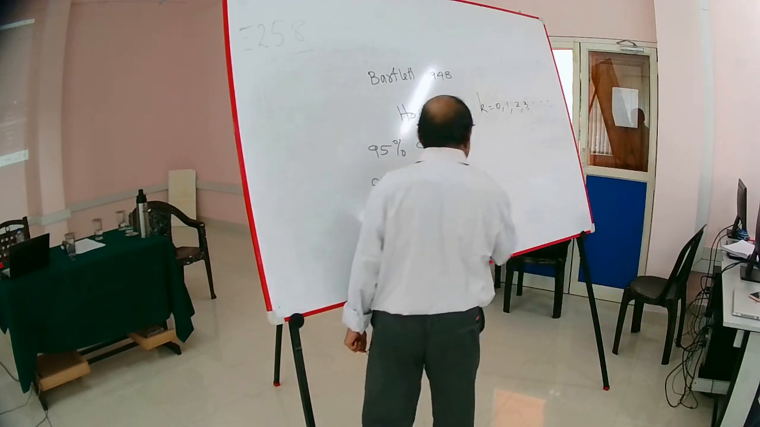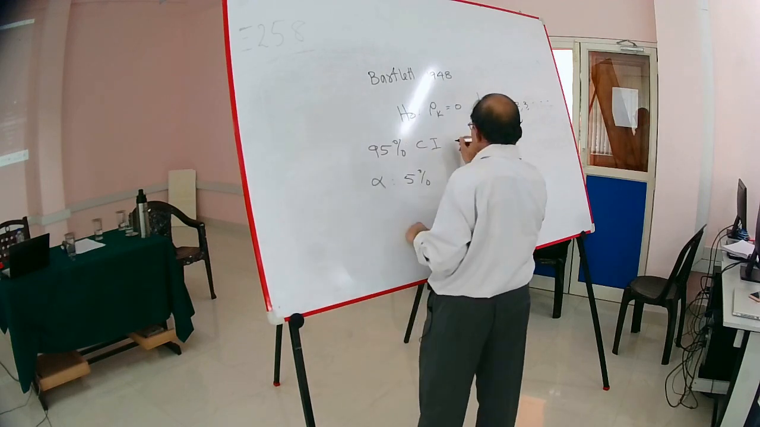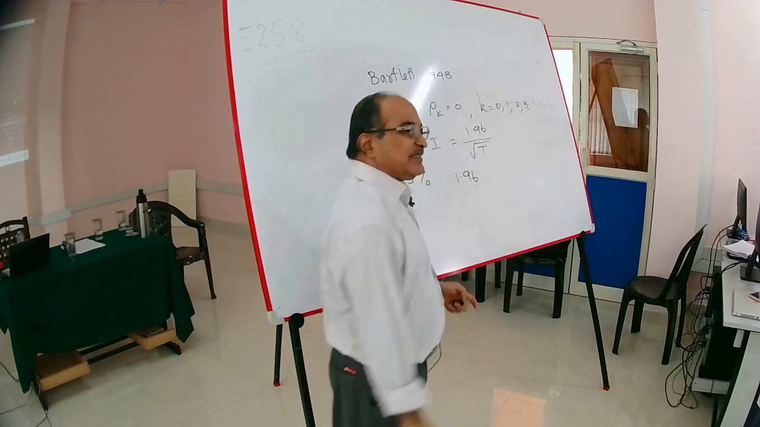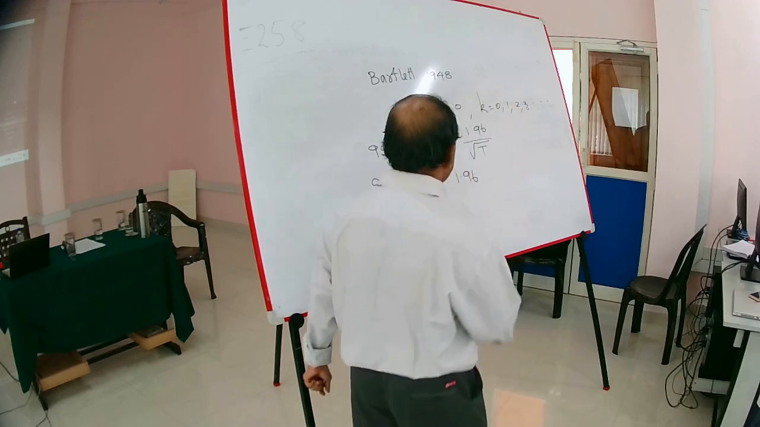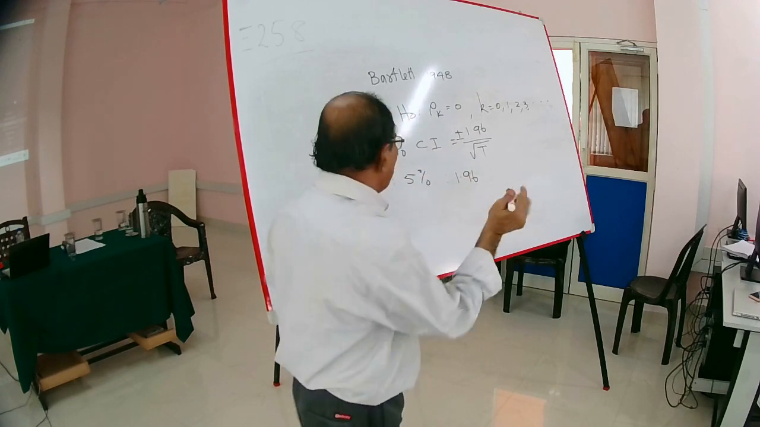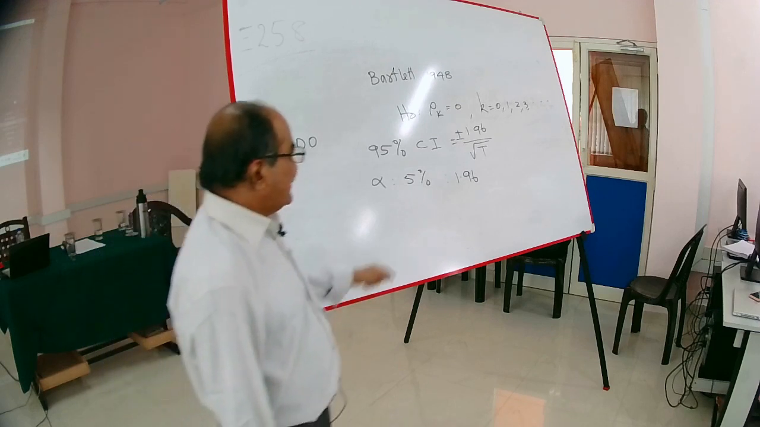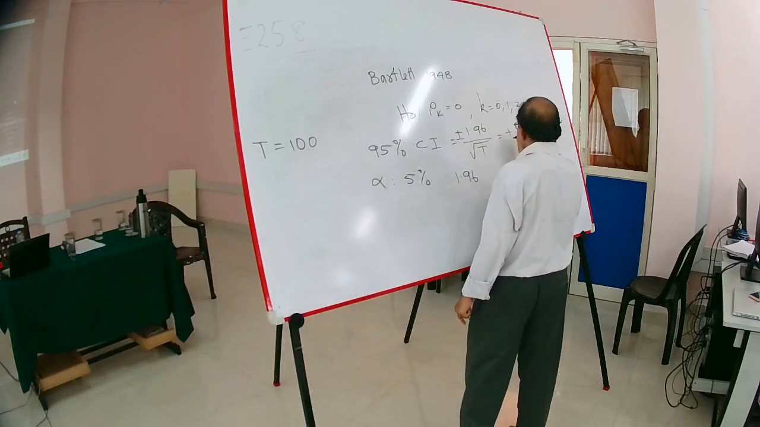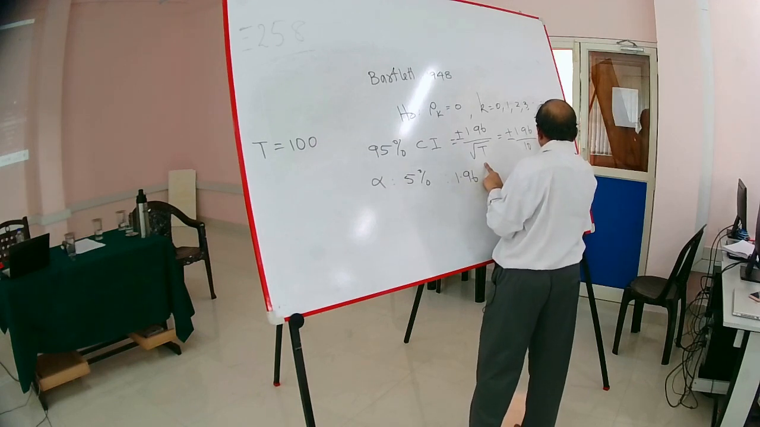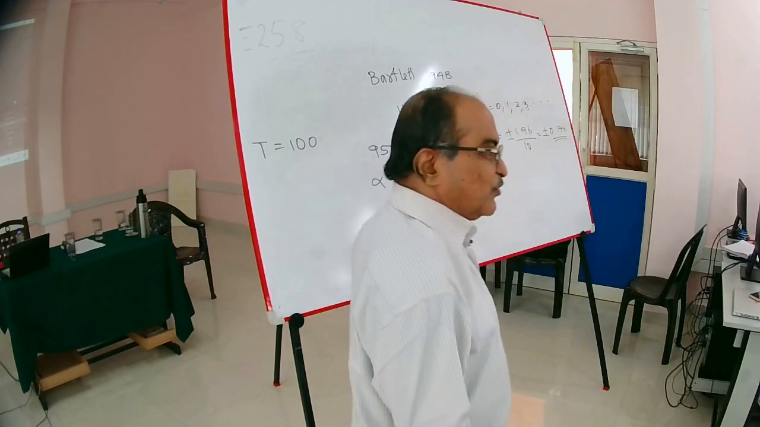So we are using this 1.96 in the 95% confidence interval. The 95% confidence interval is given as plus or minus 1.96 divided by root capital T, where capital T is the sample size. Suppose our sample has a size of 100 observations, then root T is 10. Therefore, 1.96 divided by root T is 0.196, and the confidence interval will be plus or minus 0.196, right? Got it?